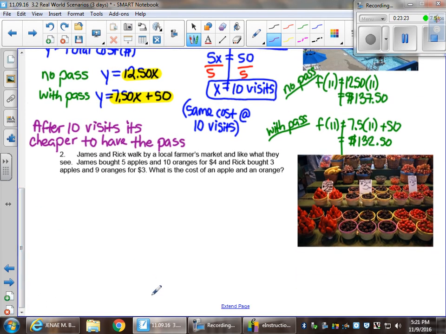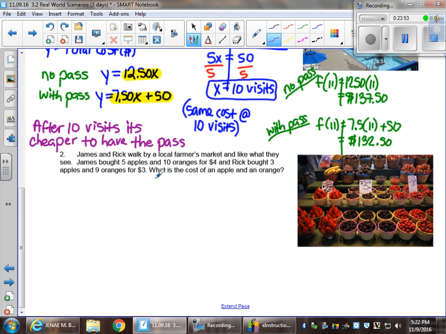Number 2 was one that we did in class, but I chose to go in order, so I'm going to do this one again right now. This was part of our notes. So if anyone had questions on this, this is a good time to listen again, and we'll talk about it again. This one says, James and Rick walk by a local farmer's market and like what they see. James bought 5 apples and 10 oranges for $4, and Rick bought 3 apples and 9 oranges for $3. What is the cost of an apple and an orange?